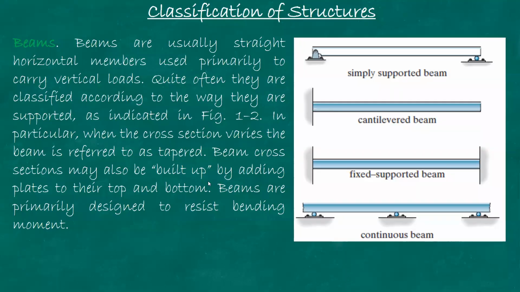Beam cross sections may also be built up. Built up, like steel I-beams with a plate added on top, welded or bolted, depending on the steel design. Beam cross sections may also be built up by adding plates to either top or bottom. Beams are primarily designed to resist bending moments.